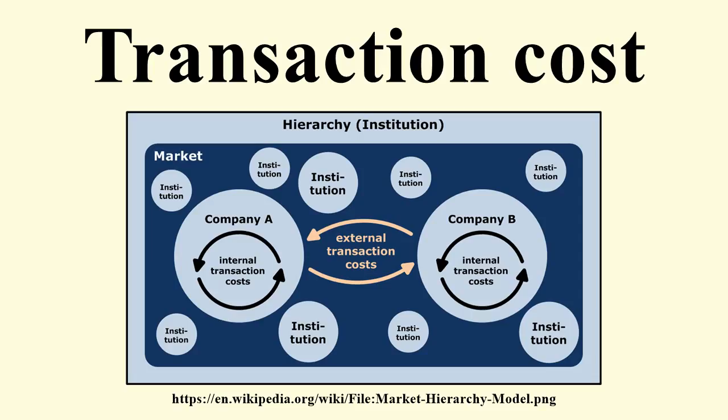For example, the buyer of a used car faces a variety of different transaction costs. The search costs are the cost of finding a car and determining the car's condition. The bargaining costs are the costs of negotiating a price with the seller. The policing and enforcement costs are the costs of ensuring that the seller delivers the car in the promised condition.